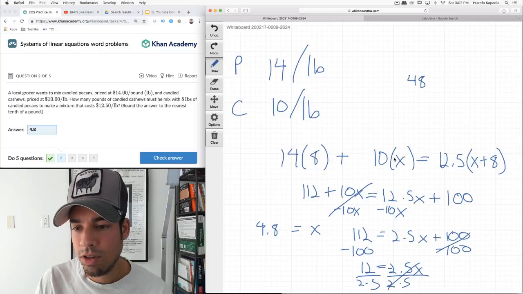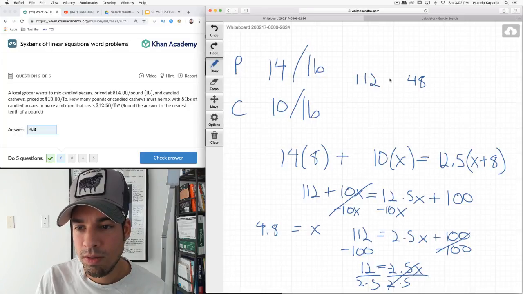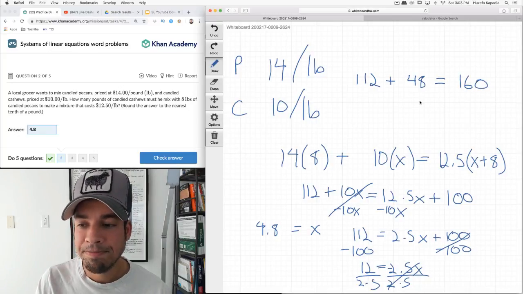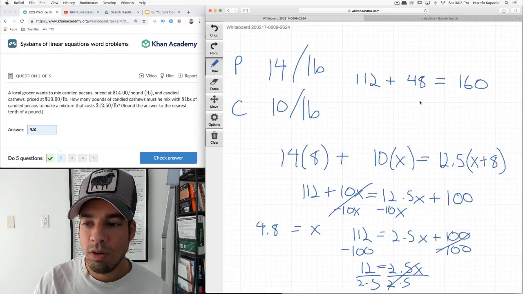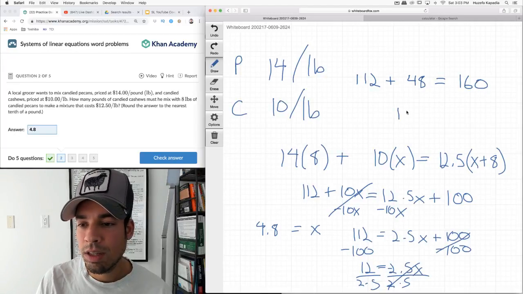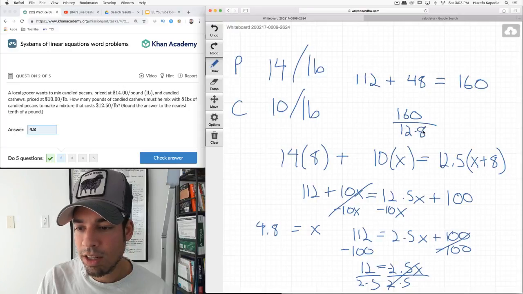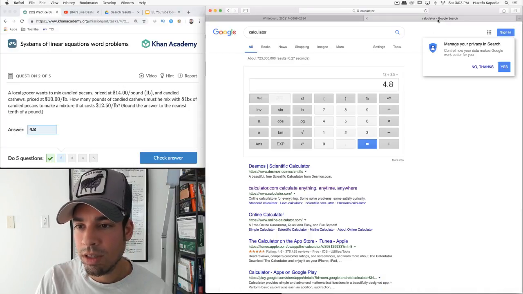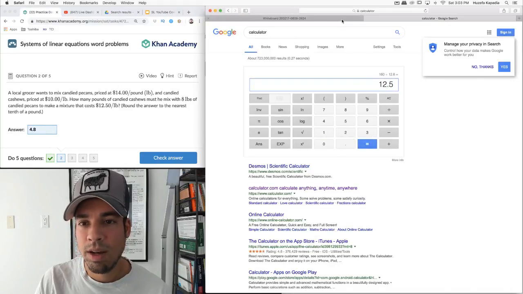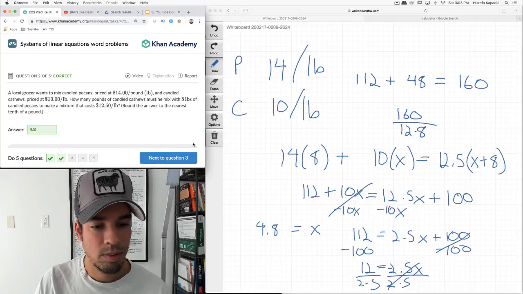So here that is $48. Here we already know that's 80 plus 32 is 112, which equals $160. So $160. And we want $12.50 per pound. So which means in order for this to work, it should be 160 divided by the total weight, which is 4.8 plus 8, which is 12.8. That should equal 12.5. So let's make sure 160 divided by 12.8 equals 12.5. So I feel pretty good. Let's see if it's right. Yeah, all right, we're good to go.